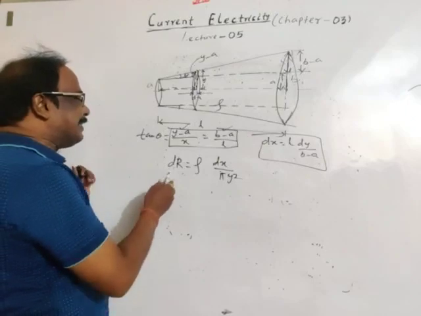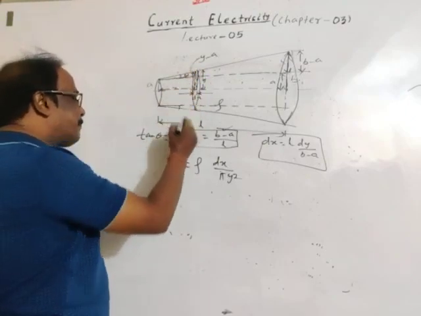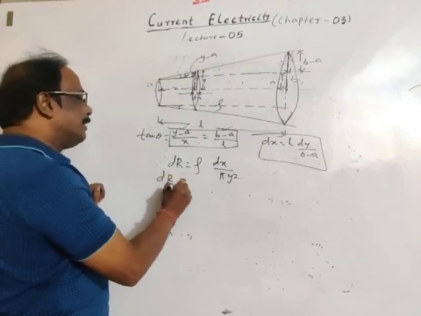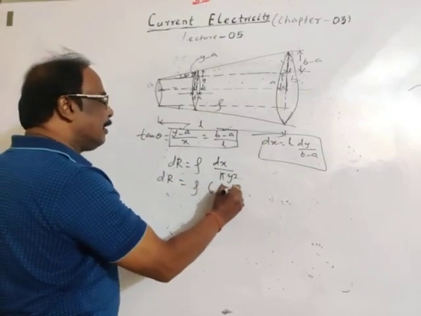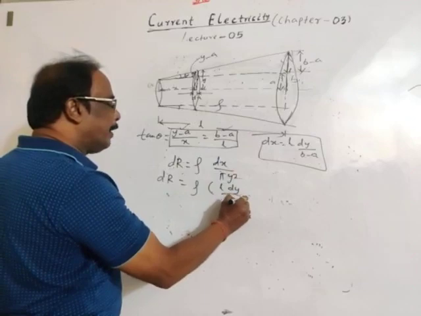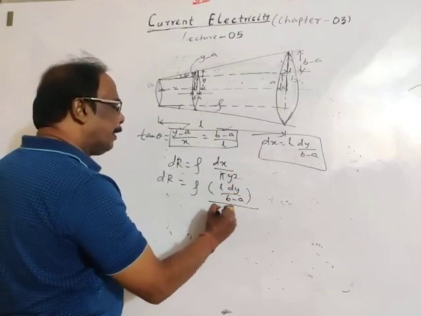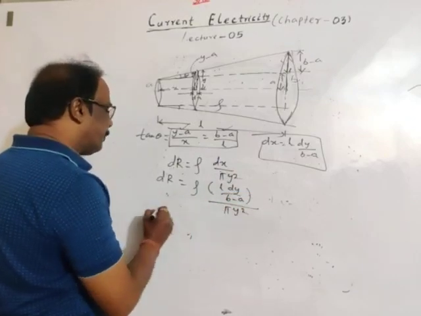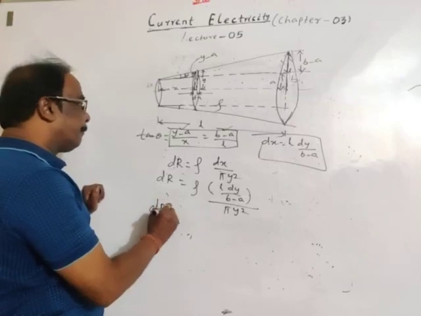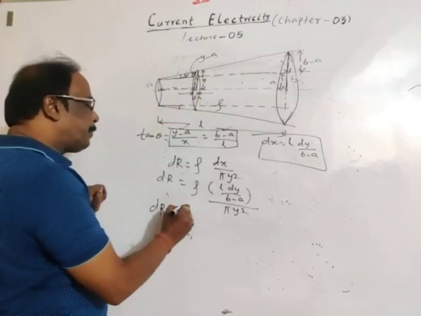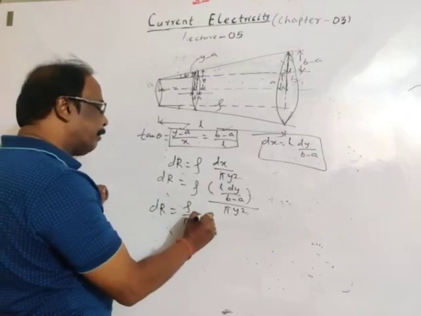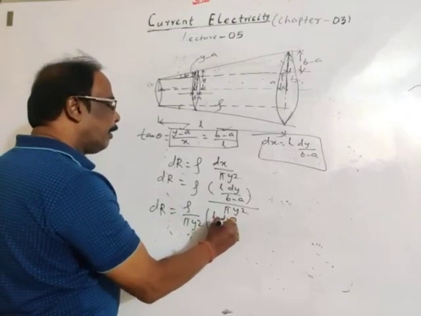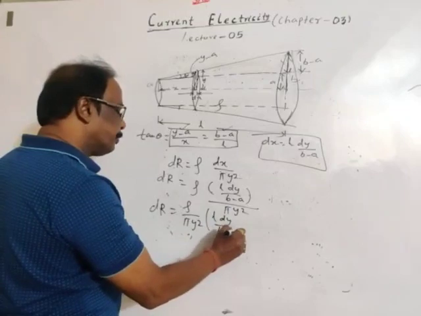Okay. So this is the resistance of the strip. So dR is equal to rho. In place of dx, I will write L dy by b minus a, divided by pi y square. So dR, the resistance of the strip, is rho divided by pi y square into L dy by b minus a.